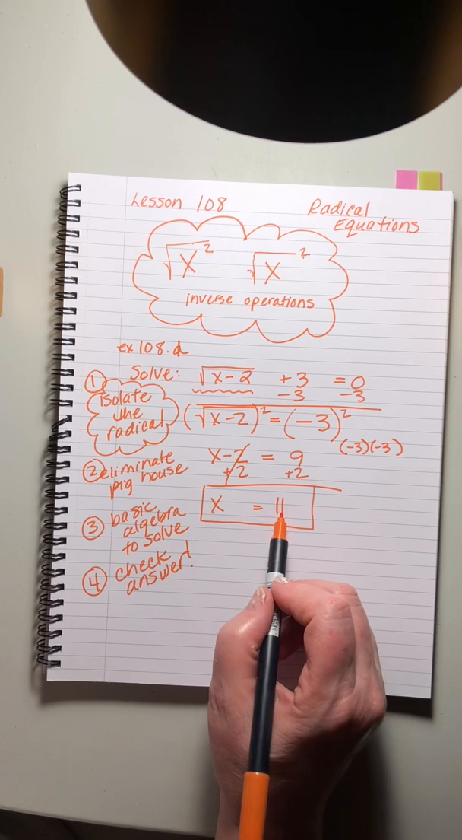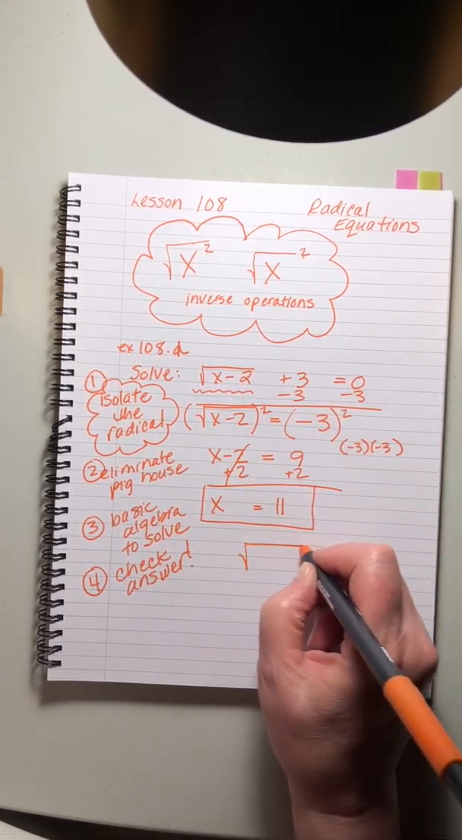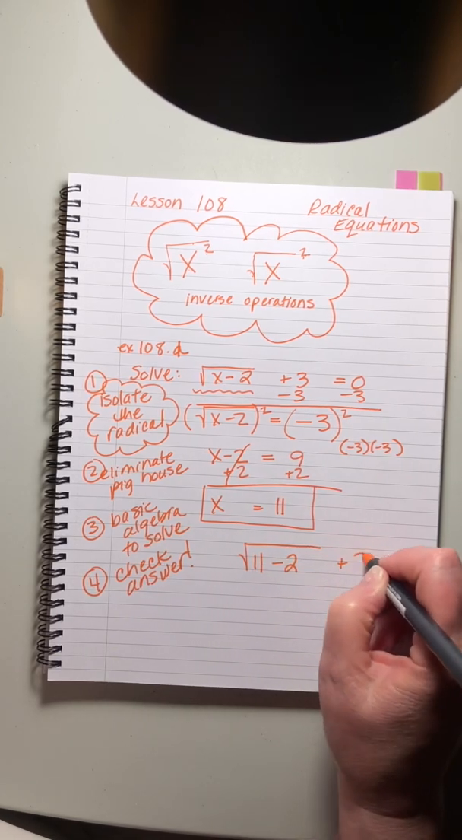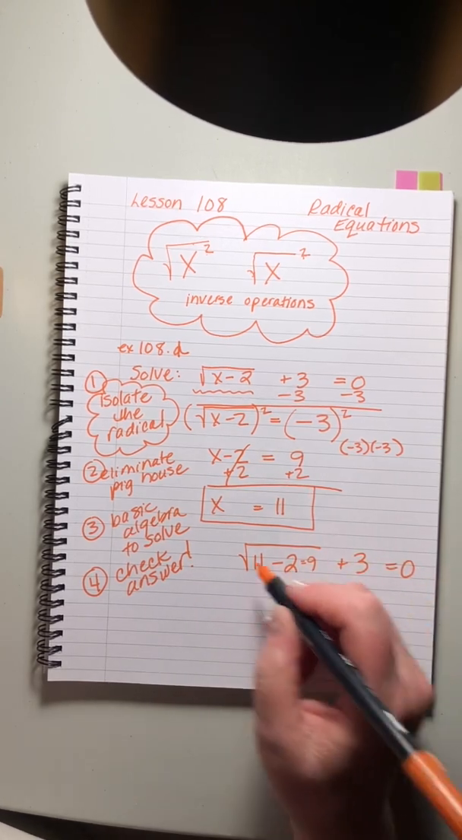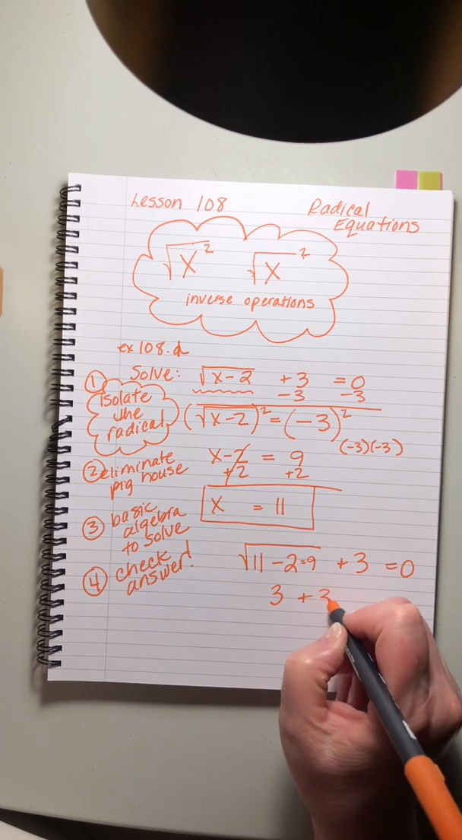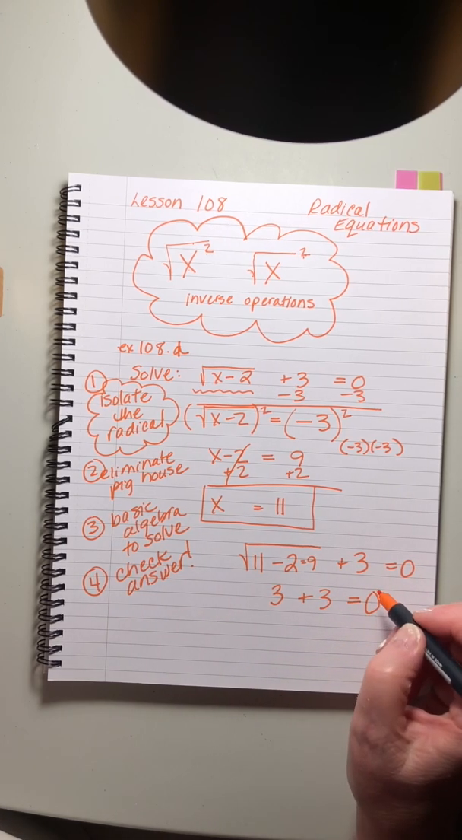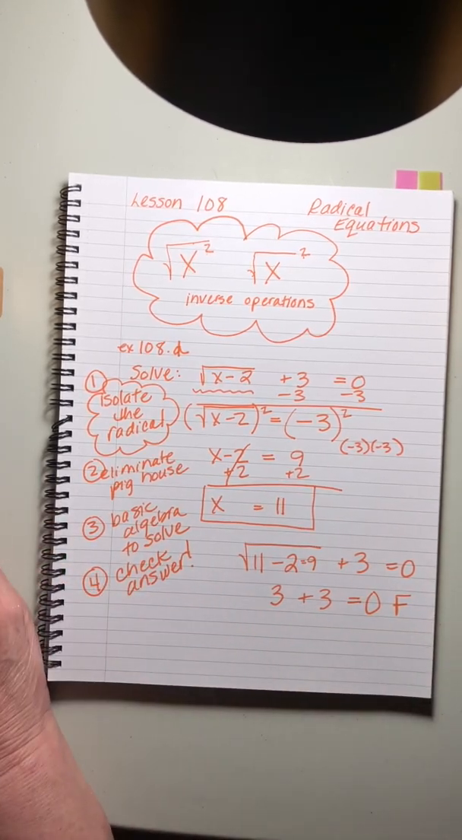Okay, so what we have to do is take the 11 and plug it back into the original problem. So we're going to have 11 minus 2 plus 3 equals 0. 11 minus 2 equals 9. Square root of 9 is 3, plus 3 equals 0. That is very false, isn't it? That is very false.